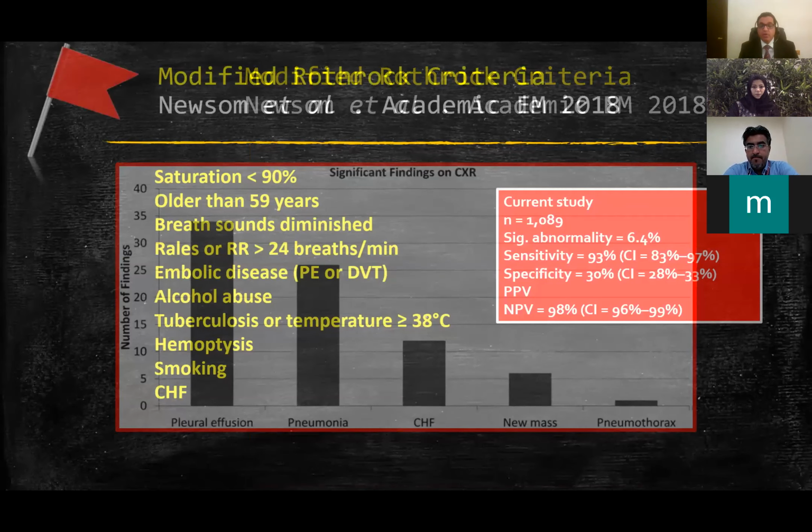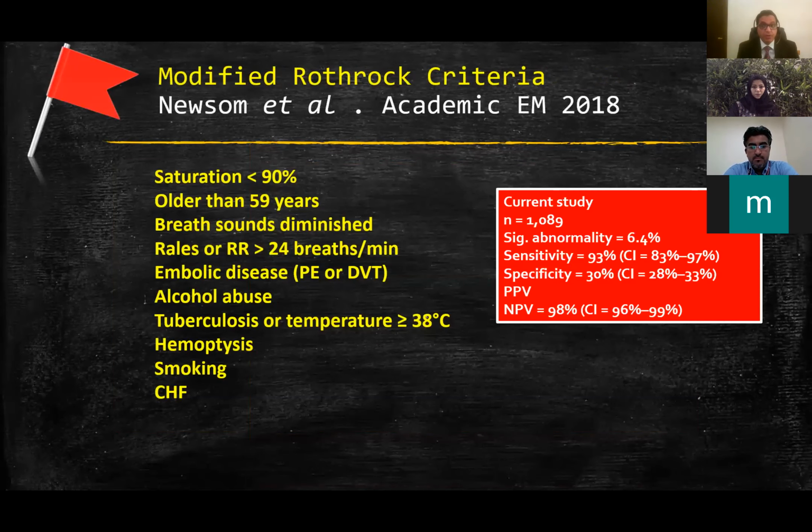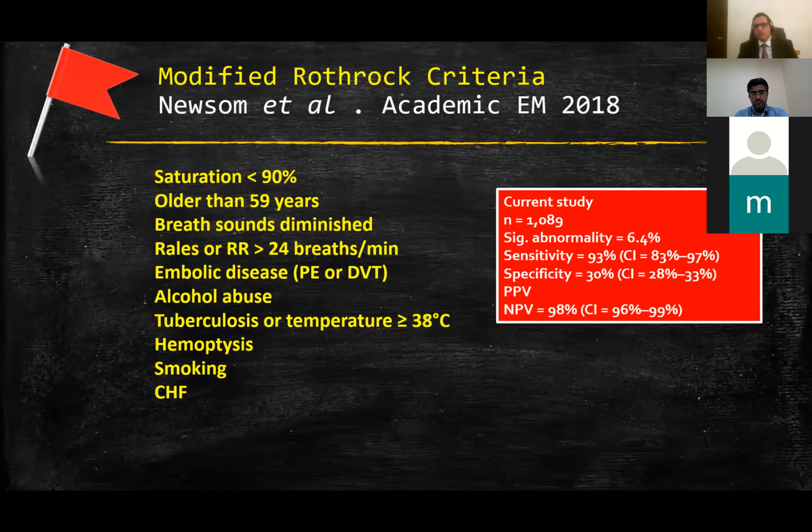So if your patient has a feature of pneumonia, or he's elderly, or having a history of DVT-PE, or alcohol abuse, or TB, or he is having hemoptysis or signs of heart failure, then X-ray is indicated. If your patient looks healthy, does not have any previous history, and presented with chest pain to the emergency department, please do not order chest X-ray for them. The chance that you will have an abnormal chest X-ray is 6.4%.